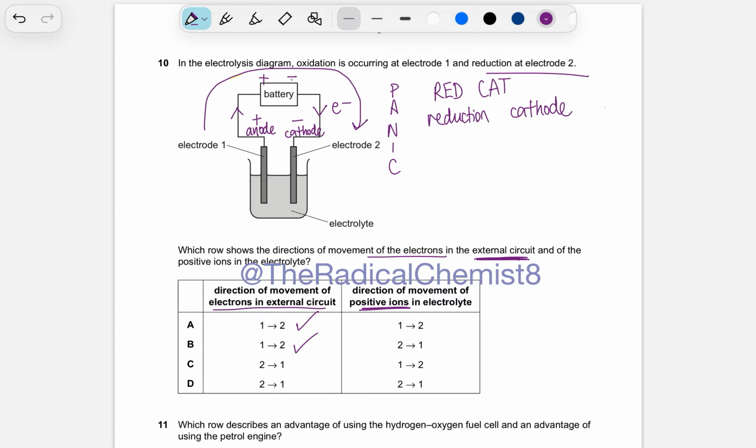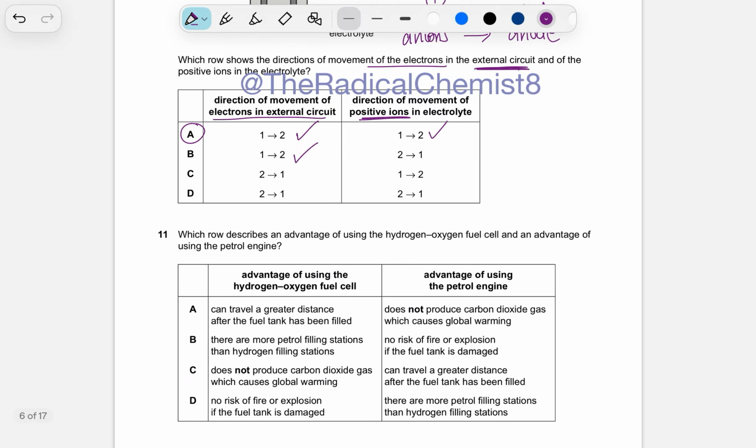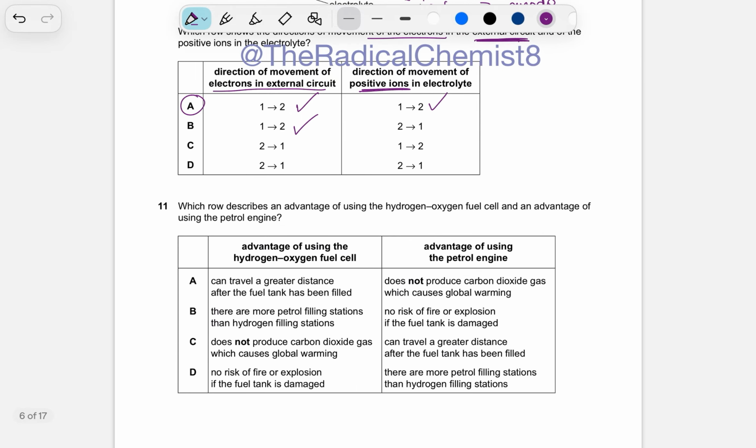So normally the positive ions are your cations. Cations go to the cathode. Cations are the positive ones. And anions normally go to your anode. So in this case, your positive ions are going to go towards the cathode. So they're going to go from electrode 1 to electrode 2. So your answer is A. Next.